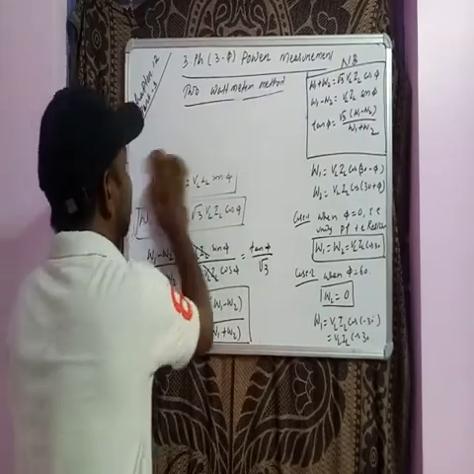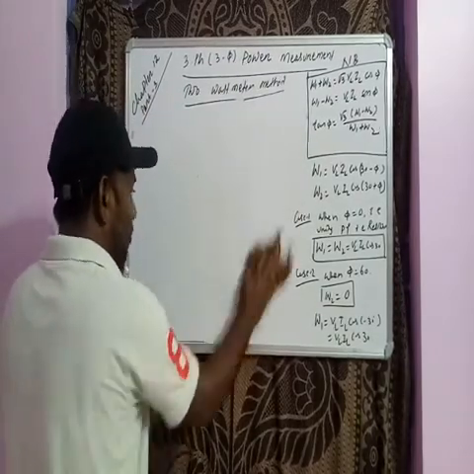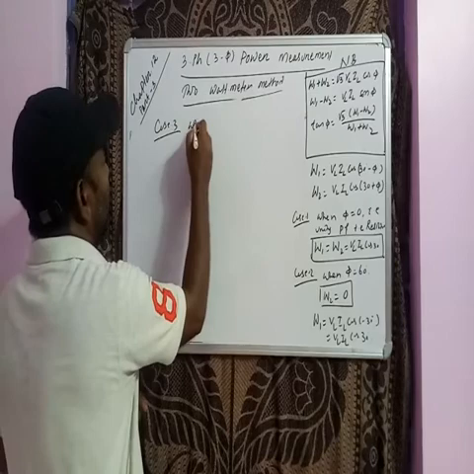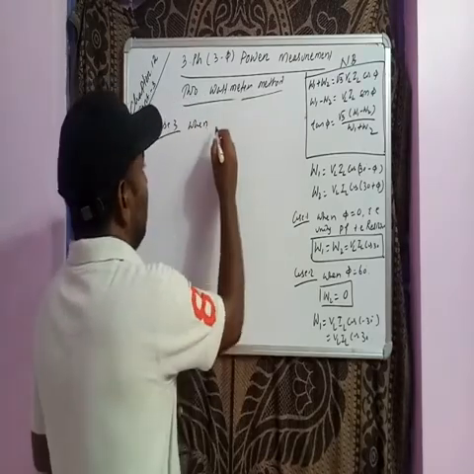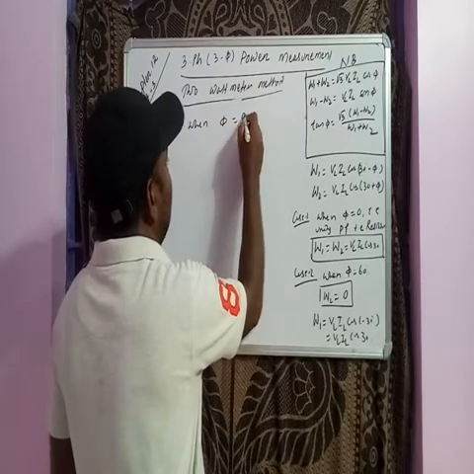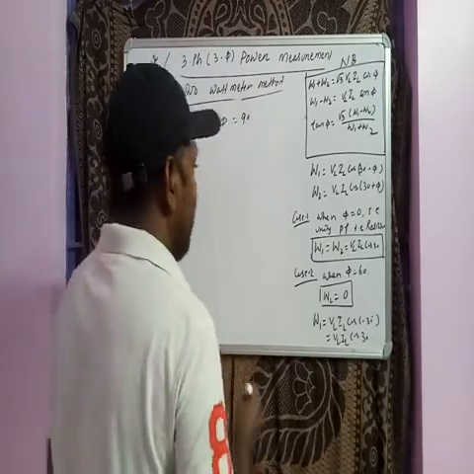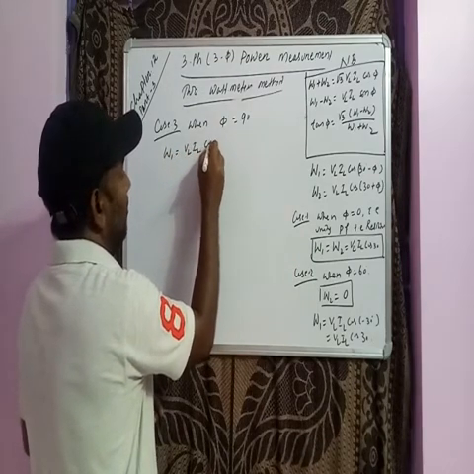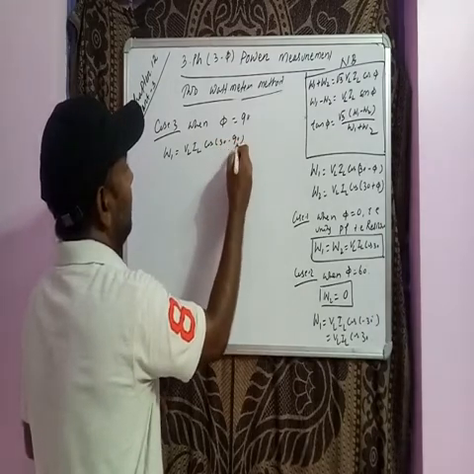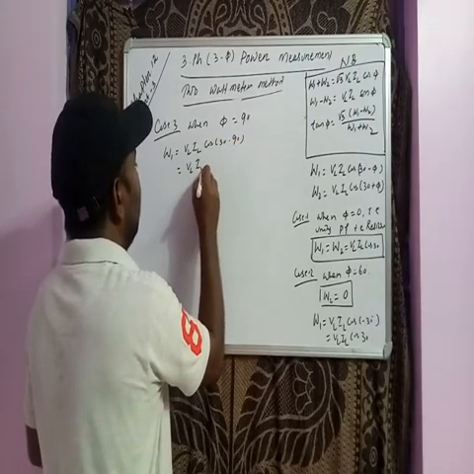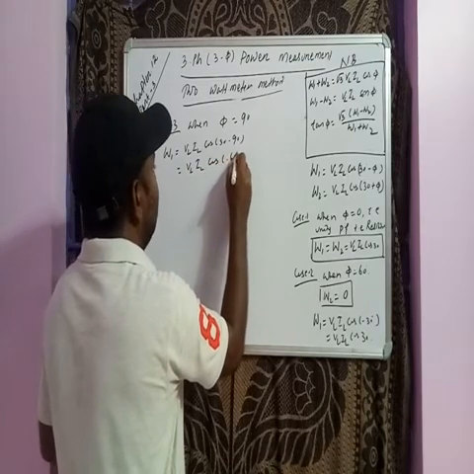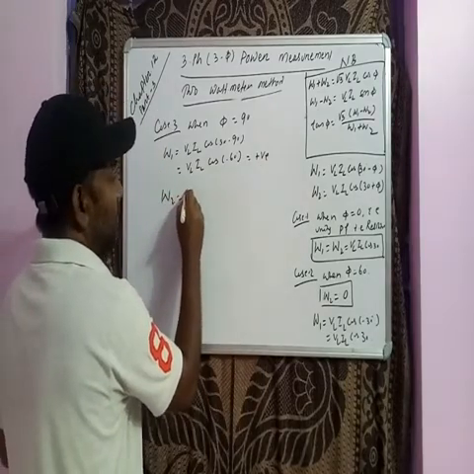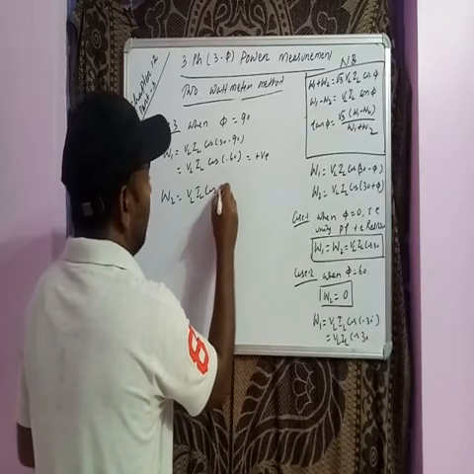So if we go for case 3, when the phi value is equal to 90 degree, W1 becomes what? VL IL cos (30 degree minus 90 degree). So it is VL IL cos minus 60 degree. So this value will be positive. But W2 becomes VL IL cos 90 degree.